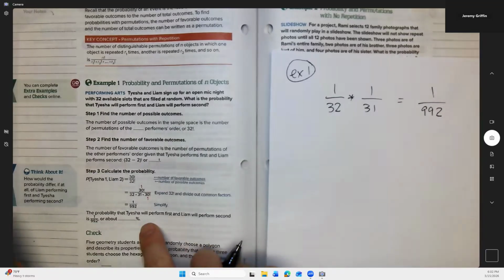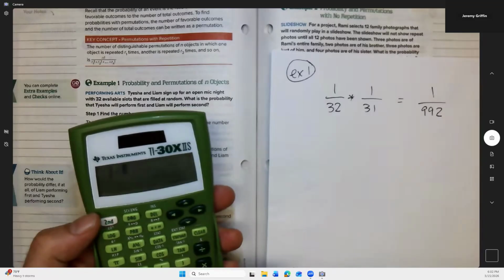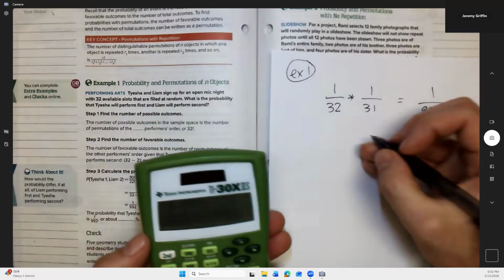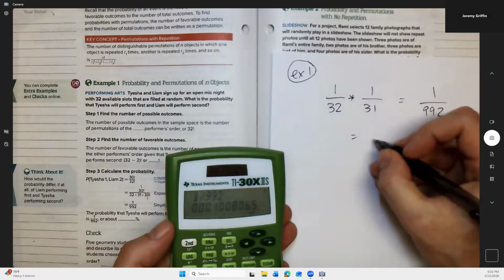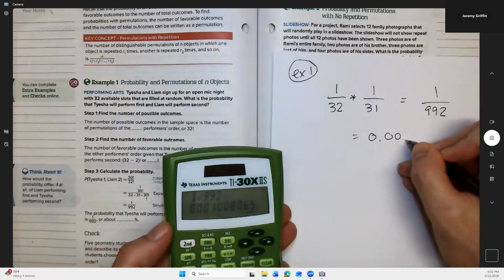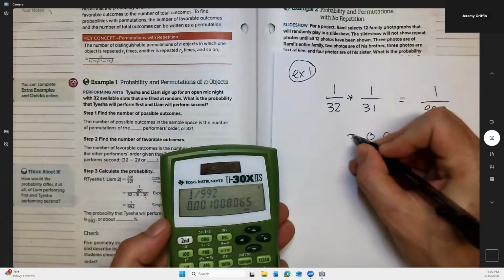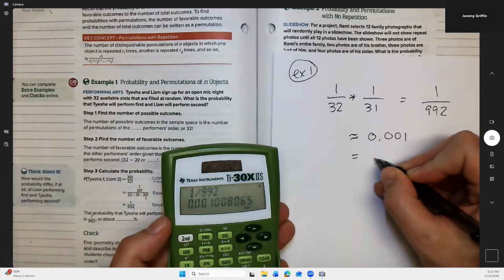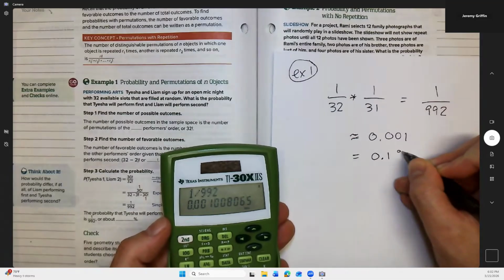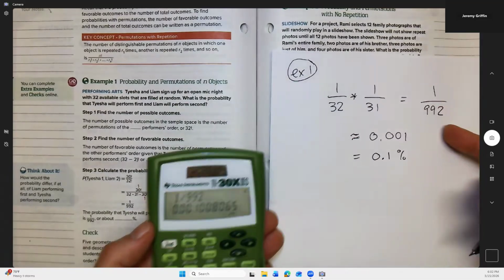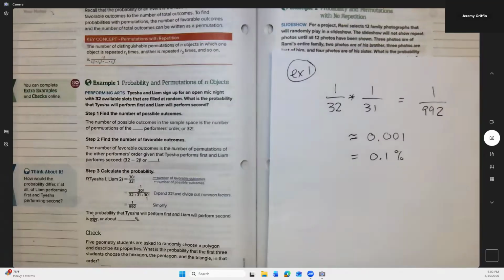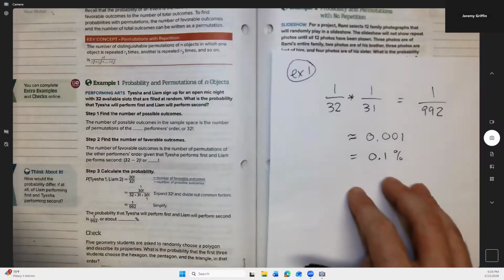Now, if you want to express that as a percentage, you can divide it like this. As a decimal, that'd be 0.001 and then something, so round to there. Approximately, it's pretty close, or 0.1%. It's pretty close to 1 in 1,000, isn't it? About 1 in 1,000. Hopefully that makes sense that way.